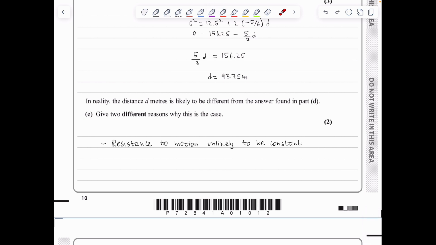And the second point to raise is that the trailer may not continue moving in a straight line, and therefore we expect the actual distance d meters to be different from the one calculated here.